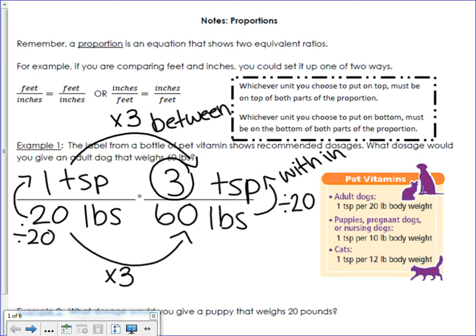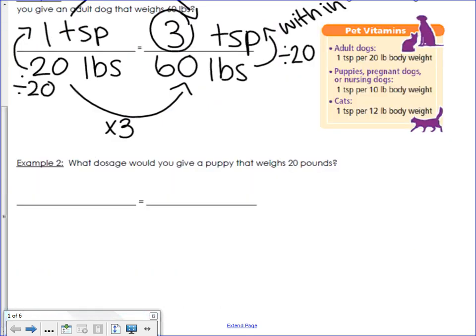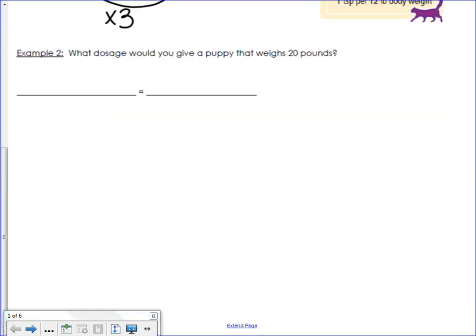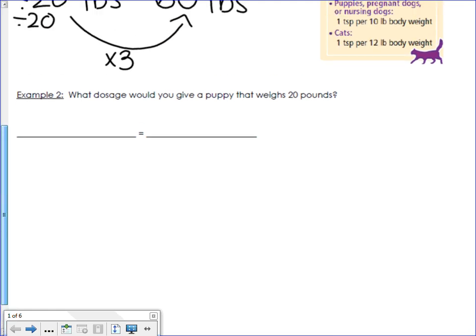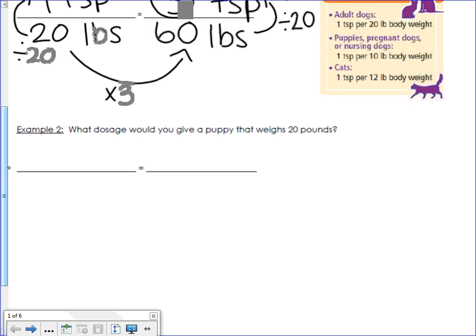Sometimes you'll be able to find a relationship within, but you won't be able to find a relationship between. And sometimes you'll be able to find a relationship between, but you won't be able to find a relationship within. So you need to be able to look at proportions both ways. Let's go ahead and look at number 2. Number 2 says, what dosage would you give a puppy that weighs 20 pounds? So once again, we need to look at the information. It says that puppies, pregnant dogs, or nursing dogs get 1 teaspoon per 10 pounds body weight.